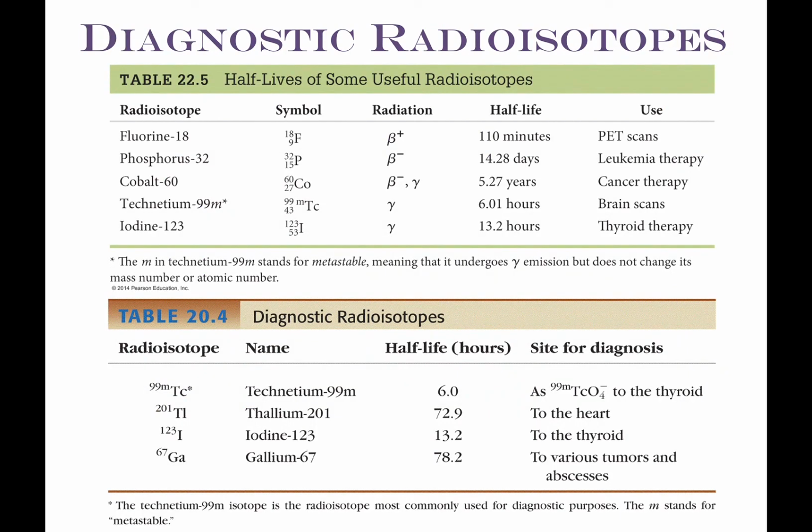Diagnostic radioisotopes, as of when I made this, back in the day here, I don't know what year this book was published, but I used the book. We have fluorine-18, phosphorus-32, cobalt-60, technetium-99, and iodine-123 as some of the more common ones. Again, these are often used in diagnostic type things like PET scans or brain scans. We can use them for scanning your thyroid, looking for cancer, or in cancer therapy. But these are just some of the things that you might come across if you start working in a medical field or if you have to have any procedures done.